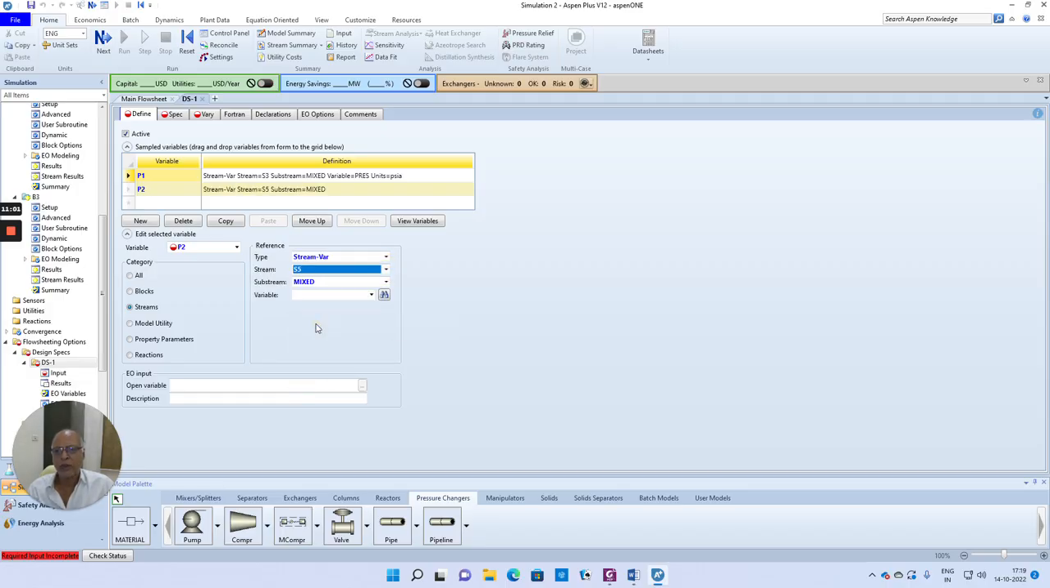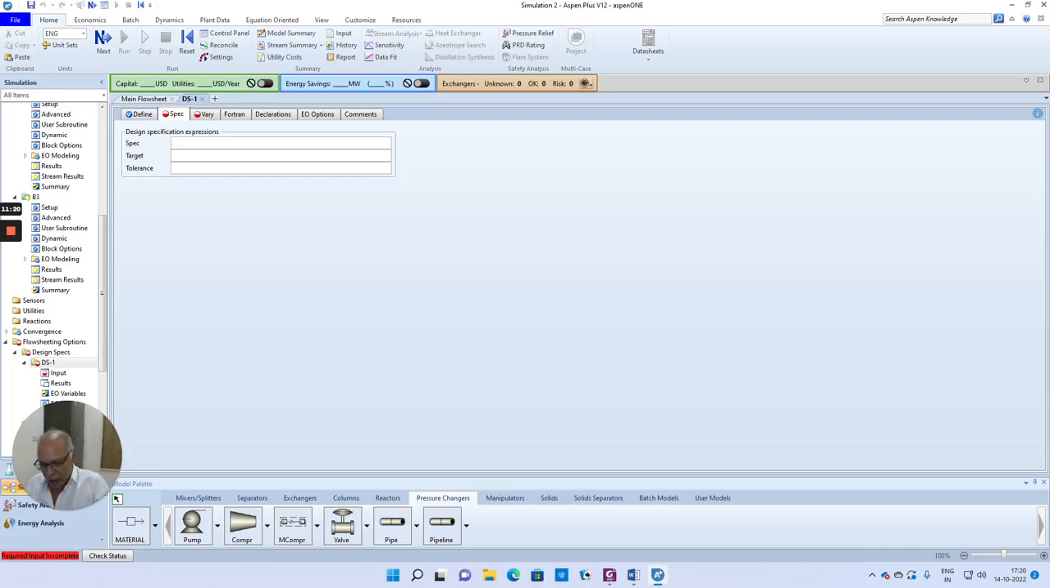Stream is S5, the exit from pipe 2, and the variable is pressure. So we have defined two variables. Till now we have been looking at the maximum number of variables that you will be able to define happens to be only one, but I have defined two variables here. This is because I wanted to make these two values similar.